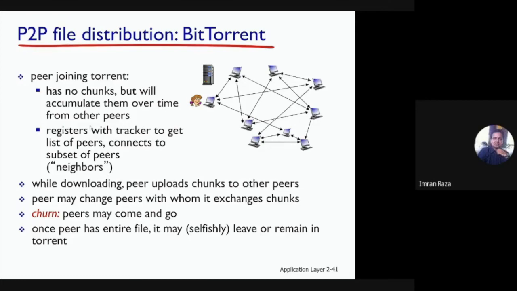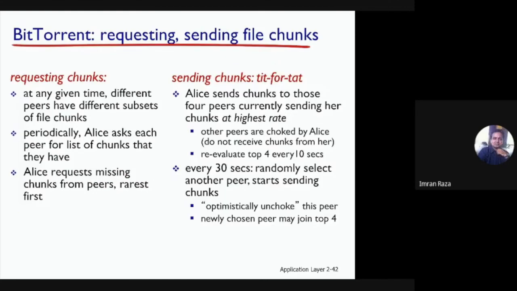So while downloading, a peer also uploads chunks to the other peers, right? So it's a trading algorithm. So a peer may change the peers with whom it exchanges. How? We'll see in a minute in the next slide. So a peer can come and go, right? Or you can just download a file and disconnect from the internet, or you can exit the application, close the application selfishly, or you can selflessly keep on participating in this process.